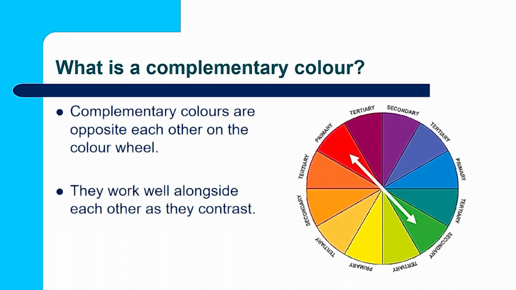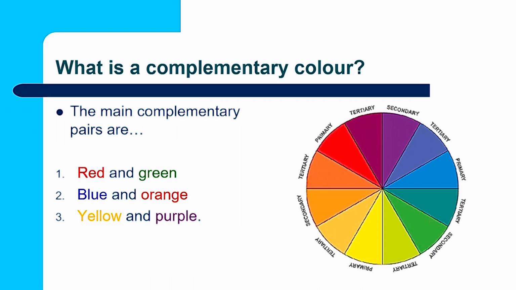Complementary colours are opposite each other on the colour wheel. They work well alongside each other as they contrast one another. The three main complementary pairs are red and green, blue and orange, and yellow and purple.